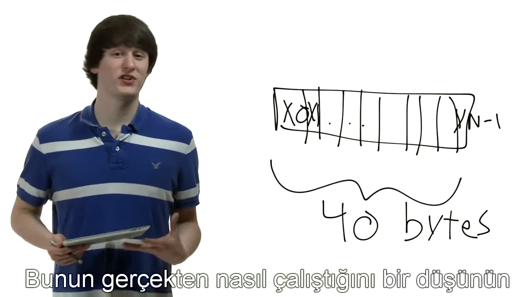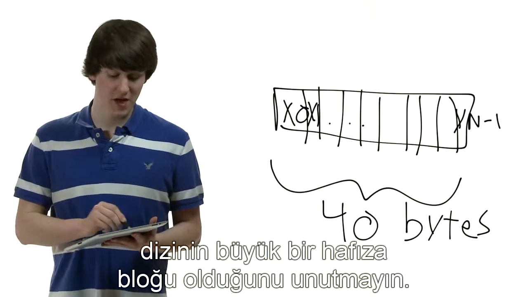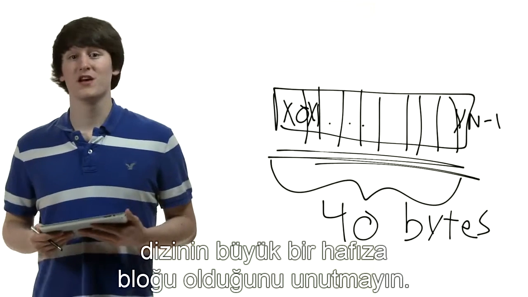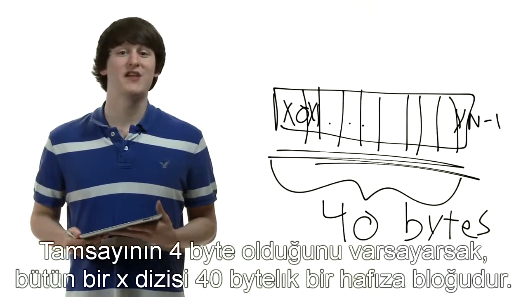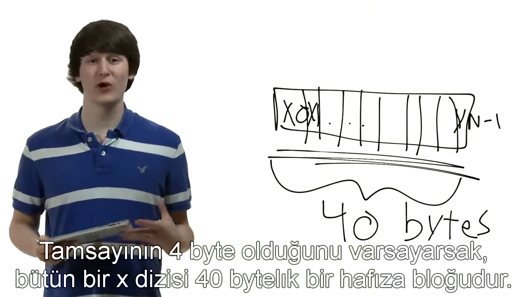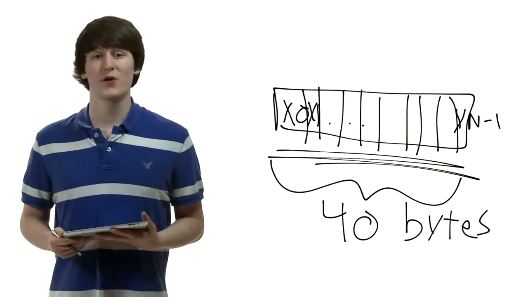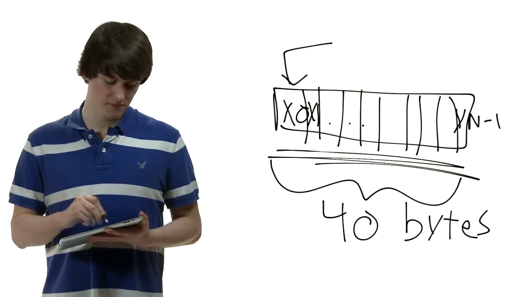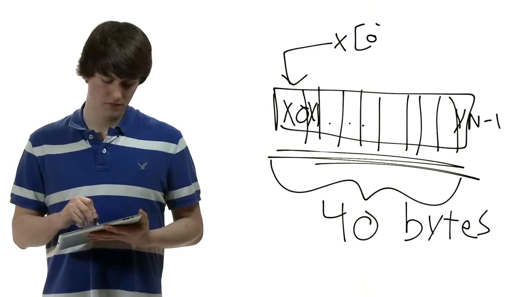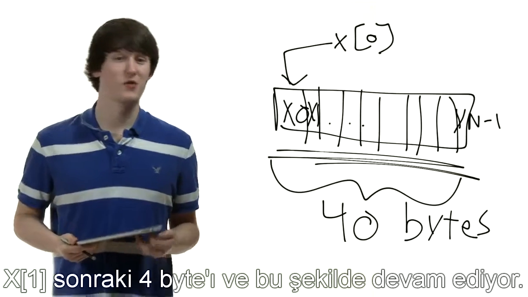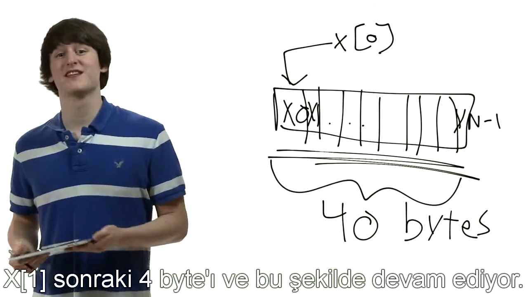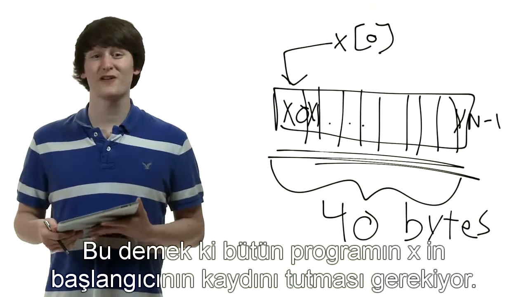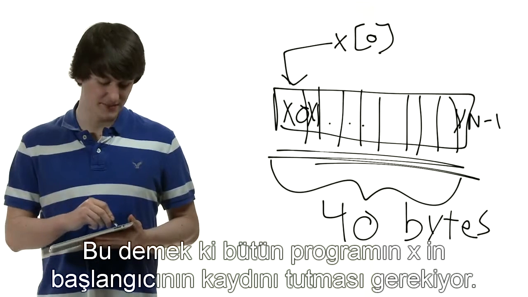To think about how this actually works, remember that the array is just a big block of memory. Assuming that an integer is 4 bytes, the entire array x is a 40-byte block of memory. So x[0] refers to the very first 4 bytes of the block. x[1] refers to the next 4 bytes, and so on. This means that the start of x is all the program ever needs to keep track of.